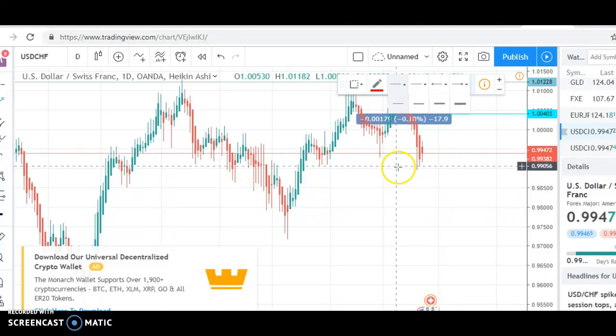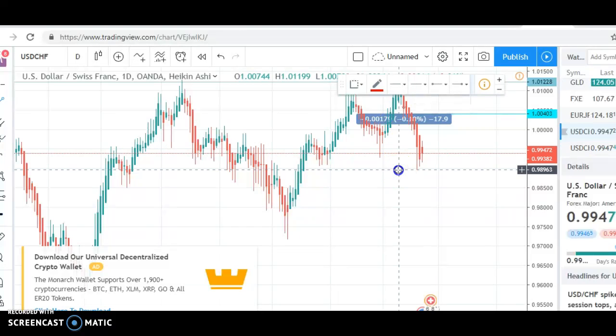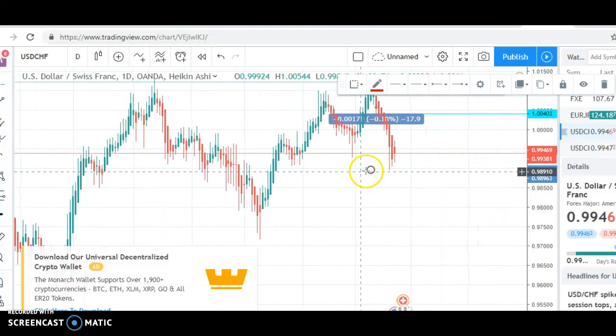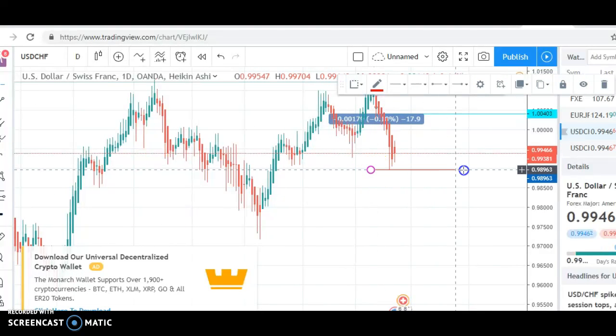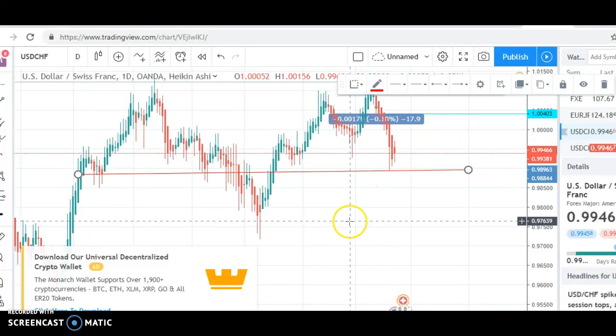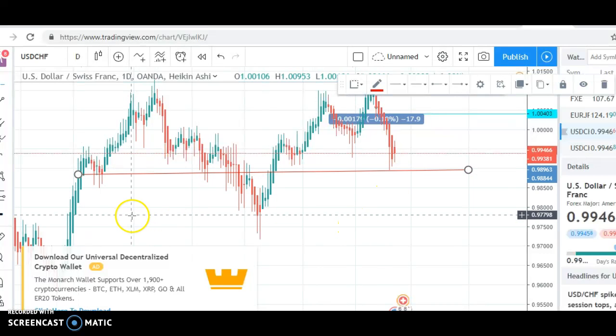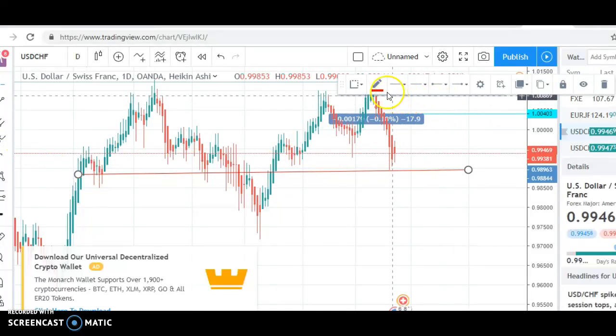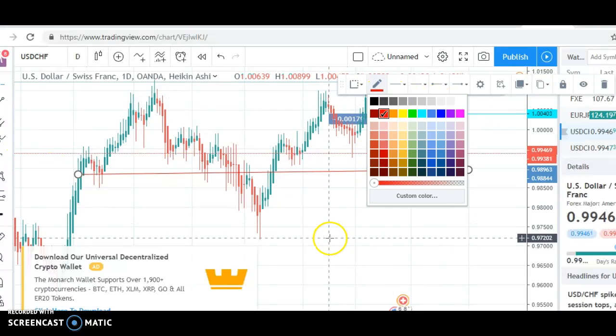Or if it breaks this line here, if it breaks it, you see what I'm talking about? You're expecting it to come down here, to head down here. So that's what you should expect. It's going to head down here.